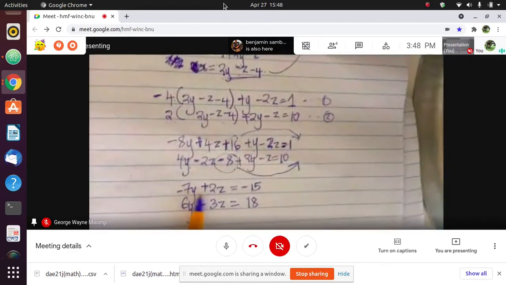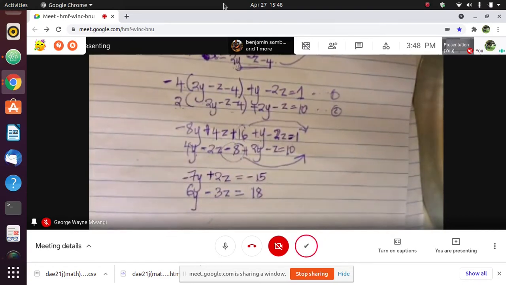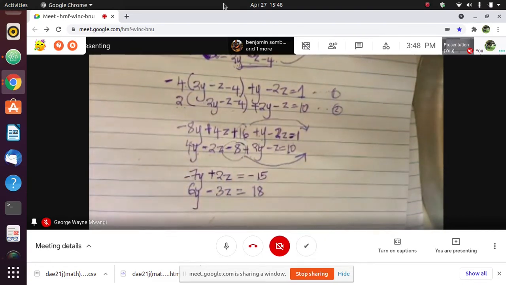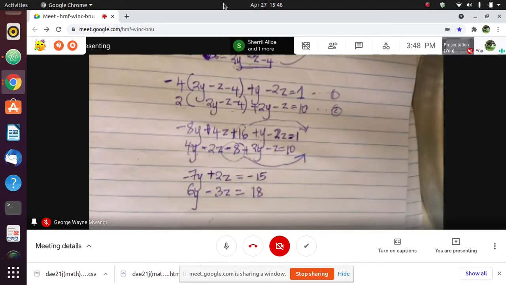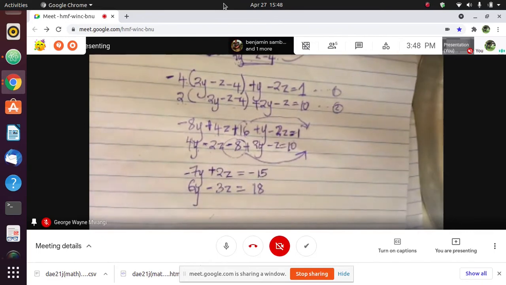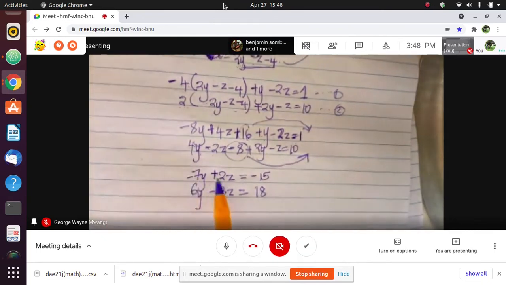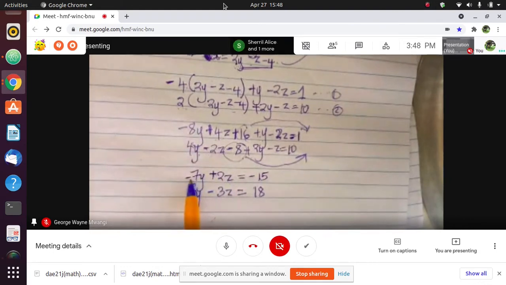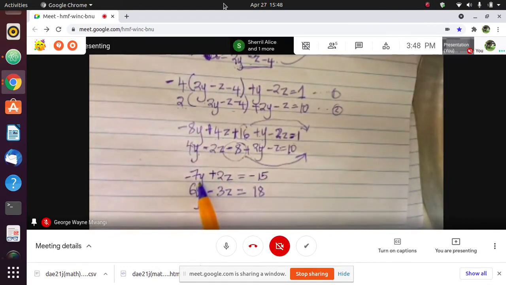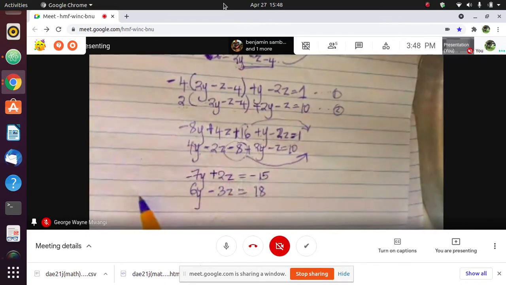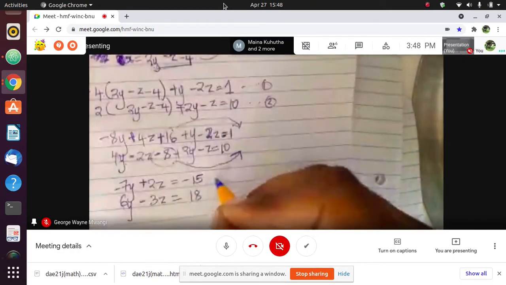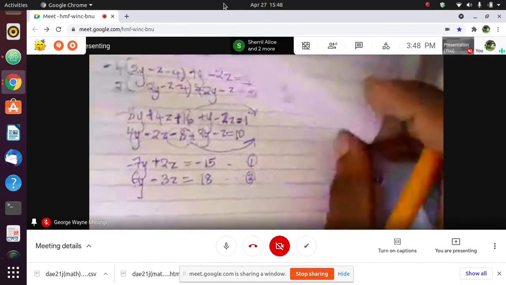Now what do we do? We are still going to continue with the substitution method. Okay? Unless told otherwise, we are going to continue with the substitution method. Now which value are we going to substitute in this case? We can substitute z or we can substitute y. Which one do you prefer? Which one do you think will be easier? Let us eliminate in this case 6y. We'll use this equation 2 and make y the subject.